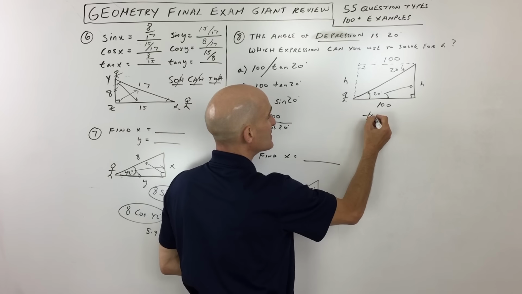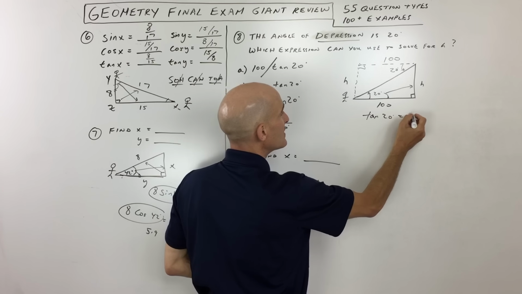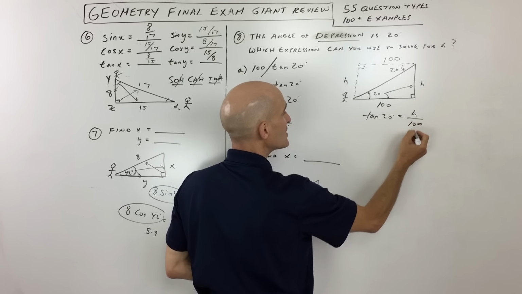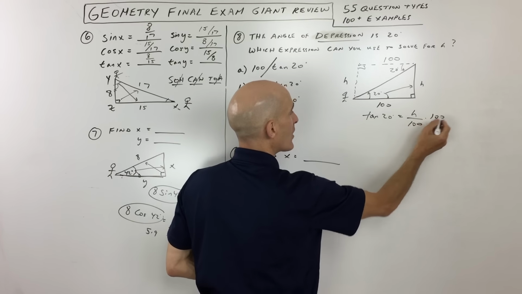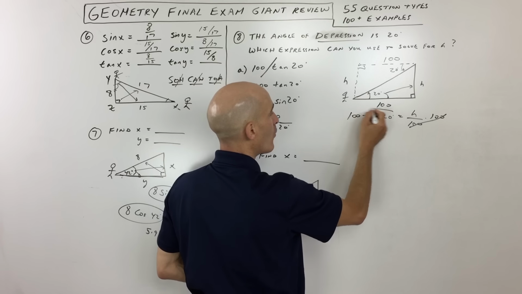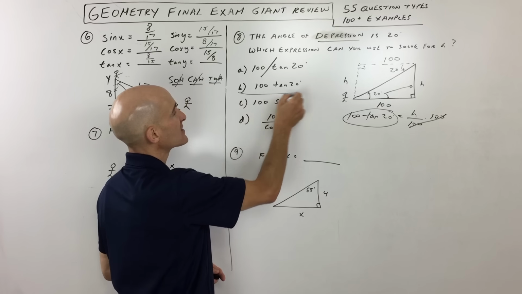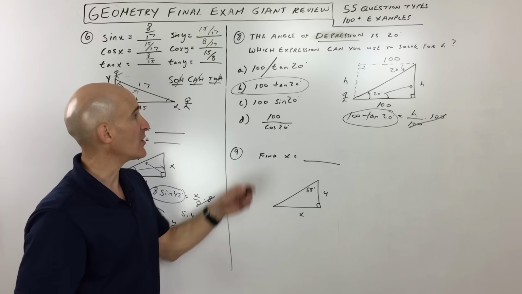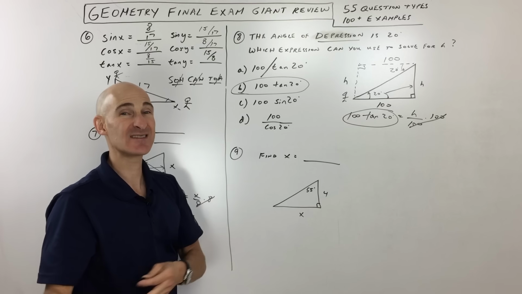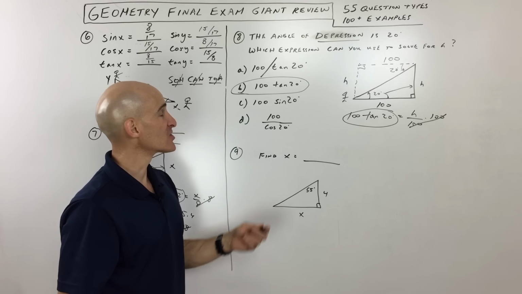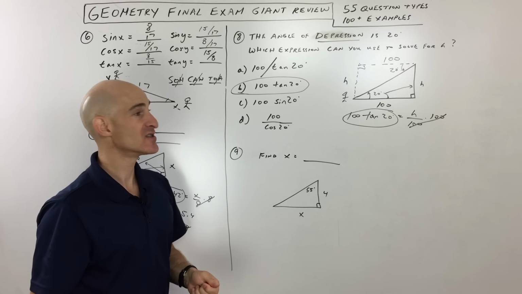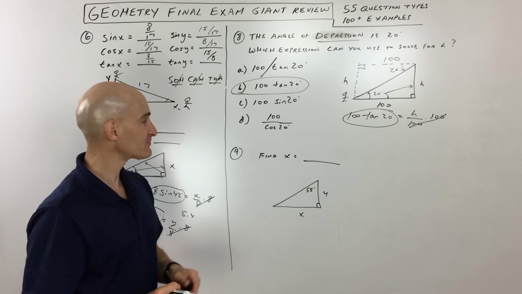So this is going to be the tangent of 20 degrees equals opposite over adjacent. And if I multiply both sides by 100 to get h by itself, I get 100 tan 20. And you can see that letter B is going to be the best answer for that one. So here it's in calculator-ready form. Sometimes they do that on final exams, just to give you some multiple choice options and make it easier for your teacher to grade, right?